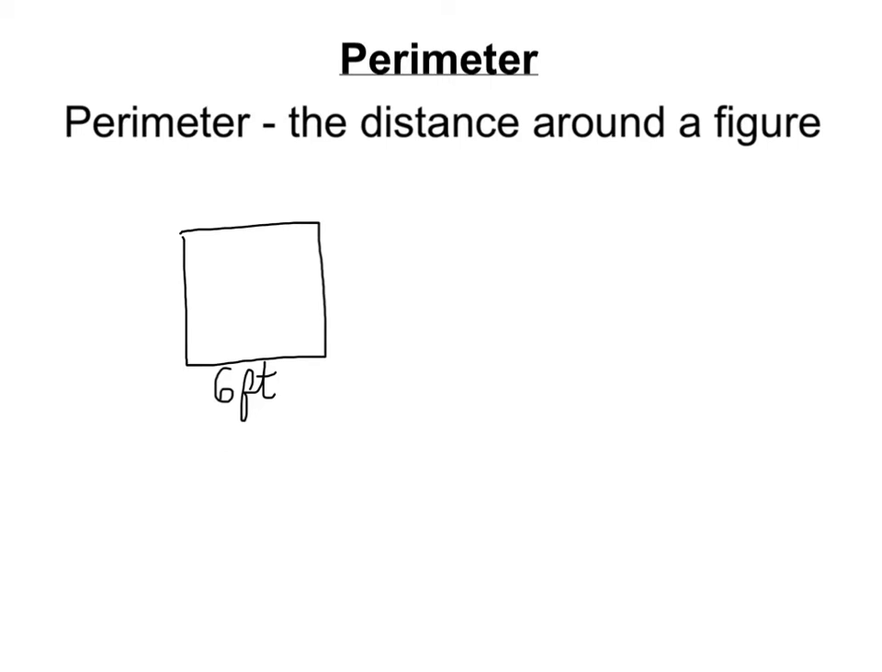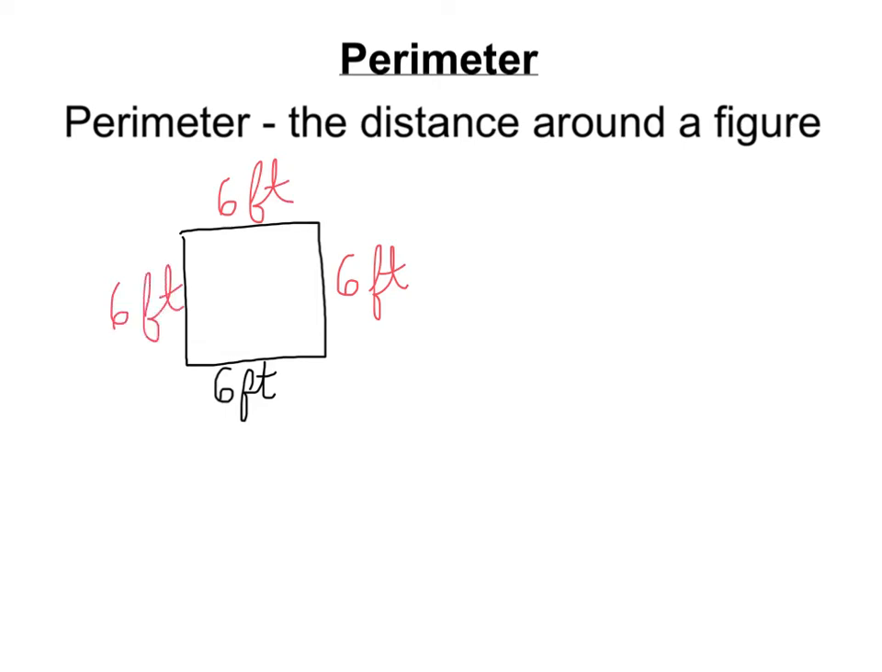A square is a special kind of rectangle where all the sides are the same length. So if that bottom side is 6 feet, then the right is 6 feet, the top is 6 feet, and the left is 6 feet.